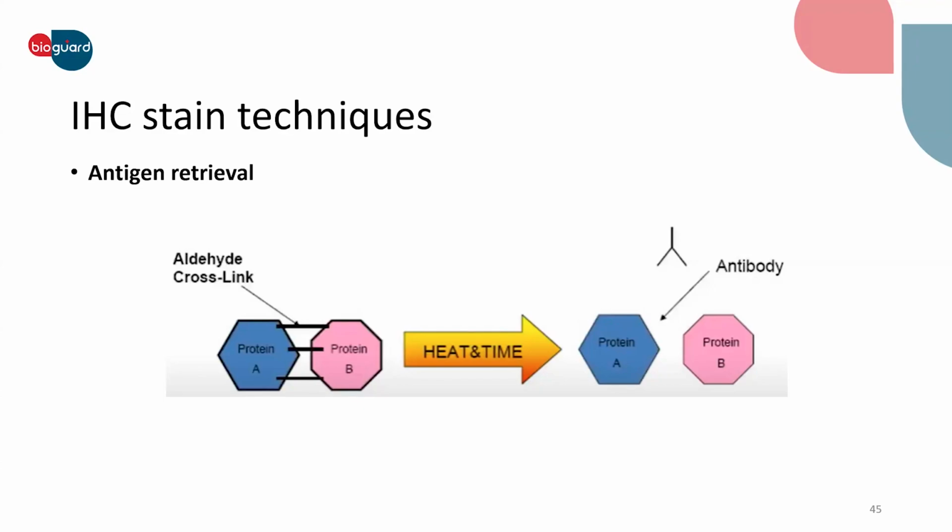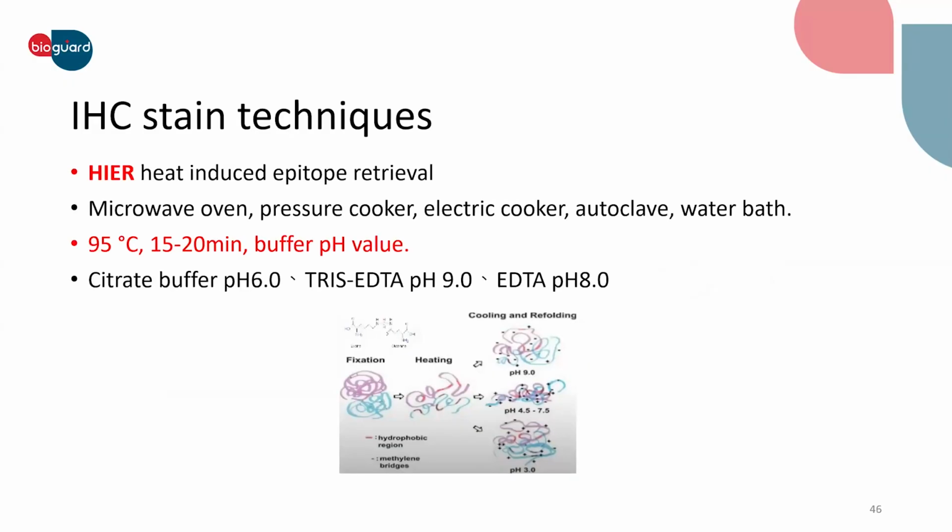The buffer pH, temperature, and the duration must be optimized for each antigen. Too little heat won't expose the epitope, and too much may damage it. So antigen retrieval reactivates antibody targets, making successful IHC staining possible.